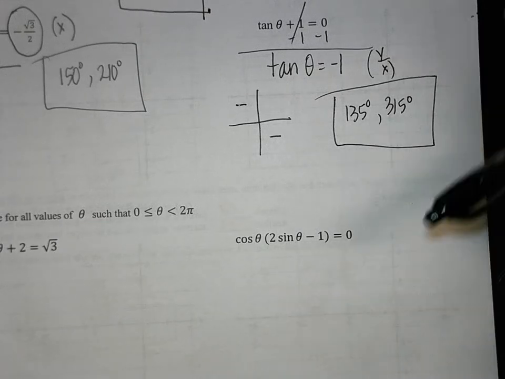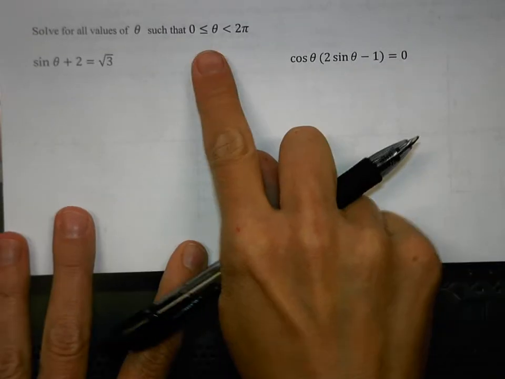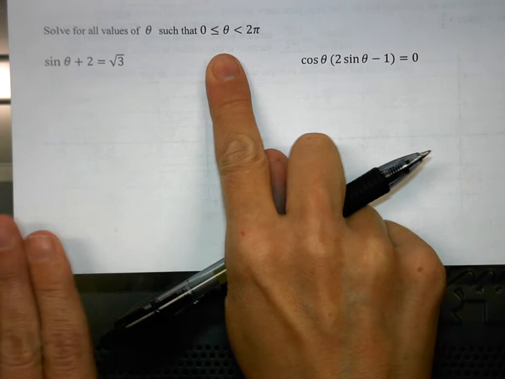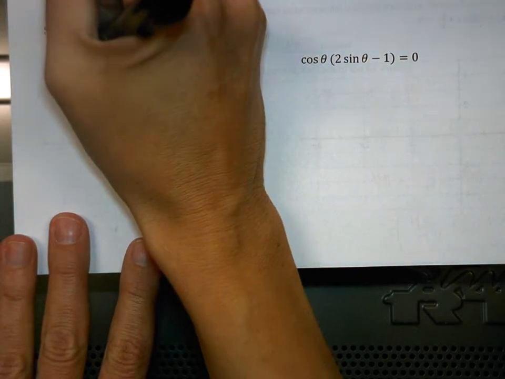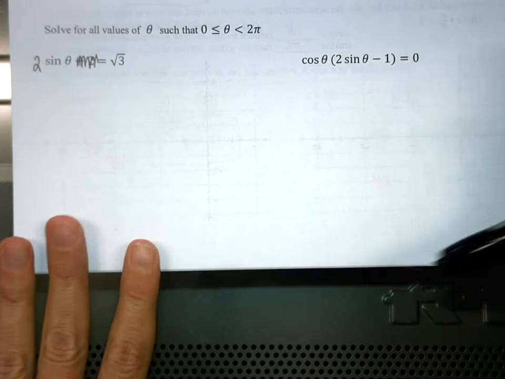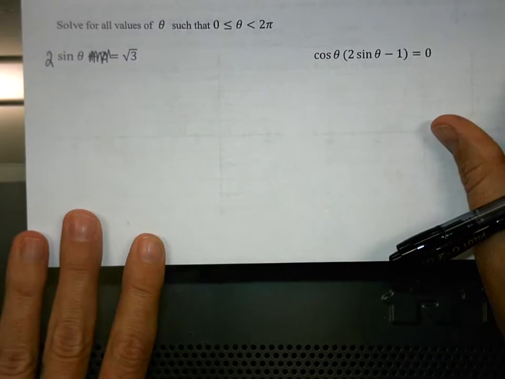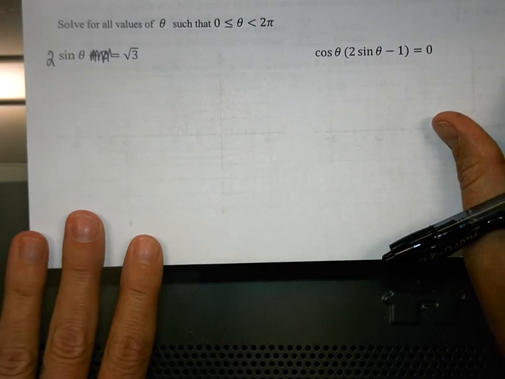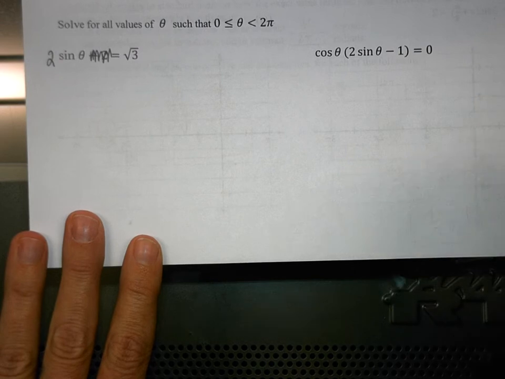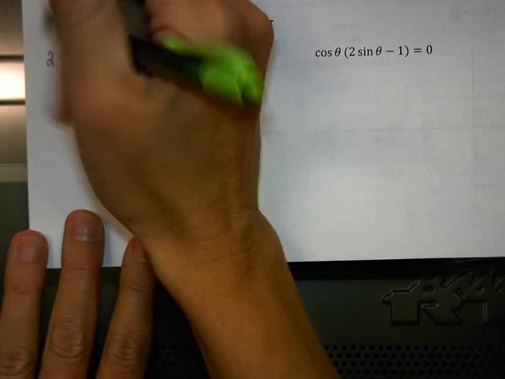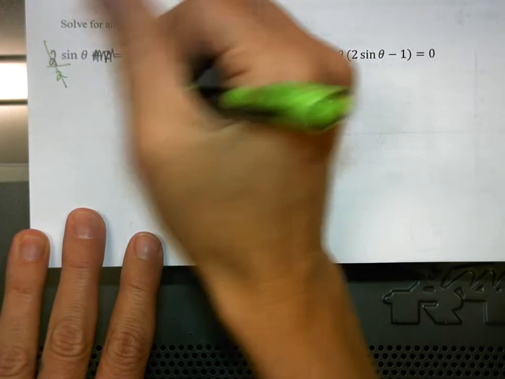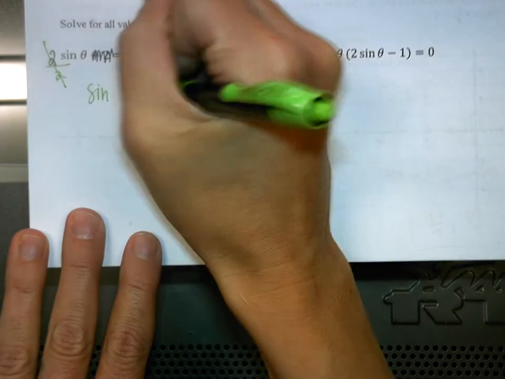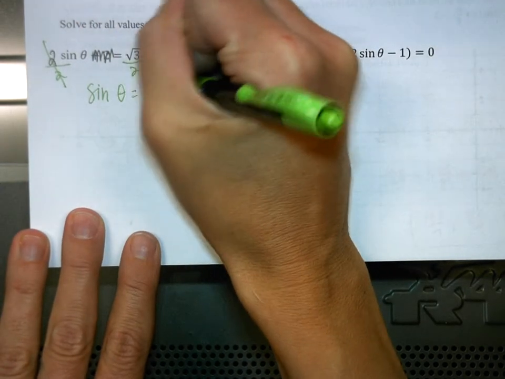Okay, these last ones here, they want us to state them in terms of radians. Okay, and we're going to actually change this to be 2 sine theta equals root 3. What are we going to do in order to get sine by itself? So sine of theta equals root 3 over 2.